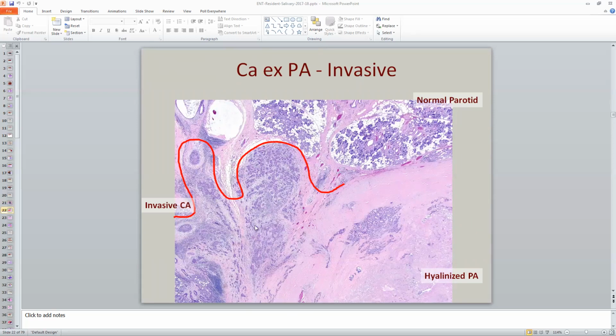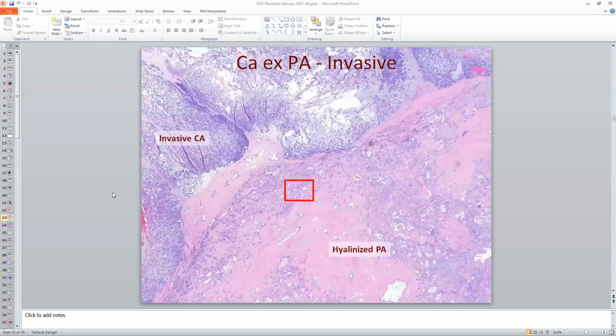So this is carcinoma ex pleomorphic adenoma. Generally, once they're out, they're bad, they're high grade. And they can be of various morphologies. They often end up being of a salivary duct carcinoma-like morphology, and we'll talk about salivary duct in a bit.